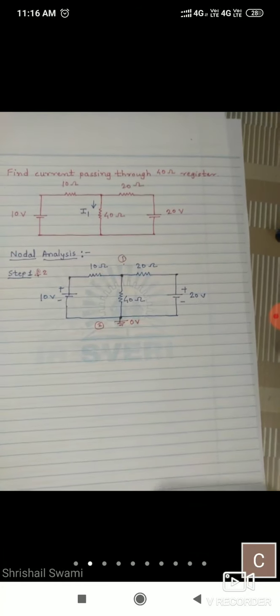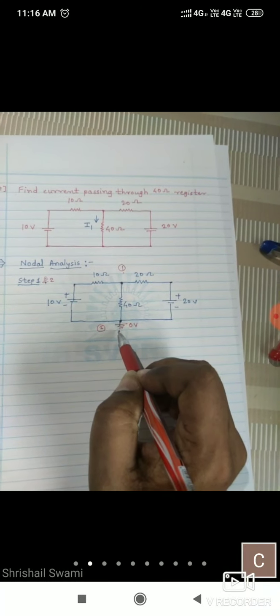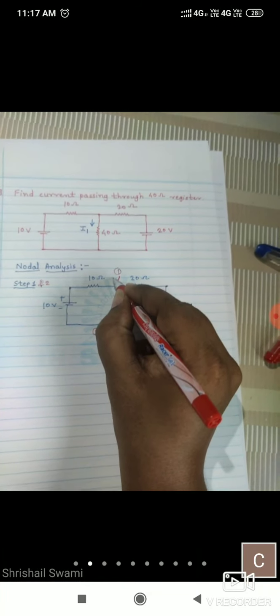Then the second step. So what is the step 1 and 2 here? Label or assign the node voltage with respect to this ground. We have to assign a name to this node voltage with respect to this ground. We have to assign the value. So I will assign that value as V1.